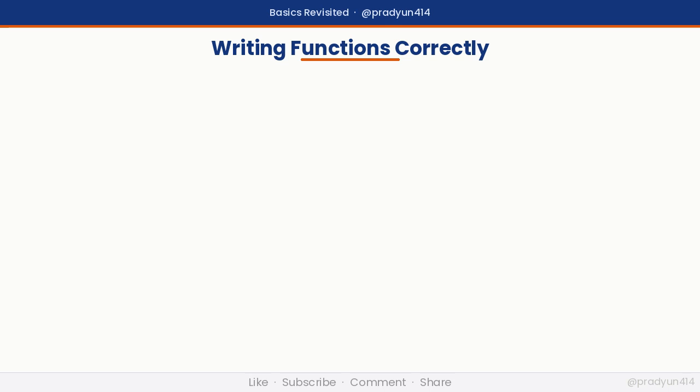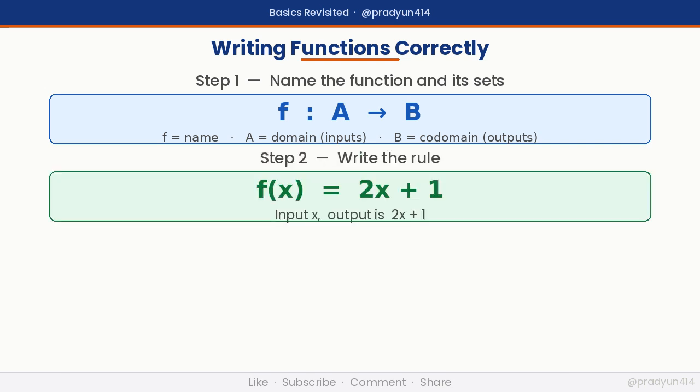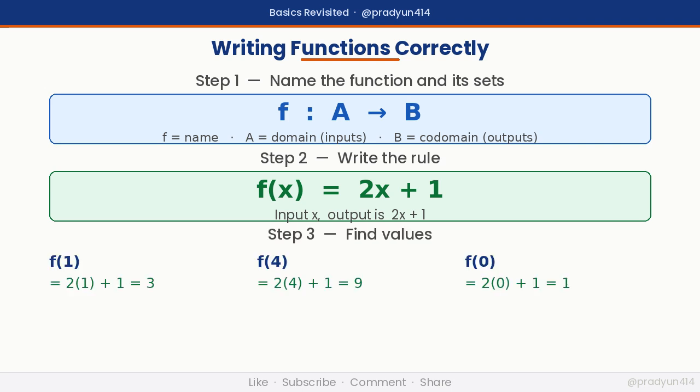Now let us learn how to write functions correctly. Step 1: name the function and its sets. Write f: A → B. Here f is the name, A is the domain, meaning all allowed inputs, and B is the codomain, meaning all declared possible outputs. Step 2: write the rule. For example, f(x) = 2x + 1, meaning for any input x, the output is 2x + 1.